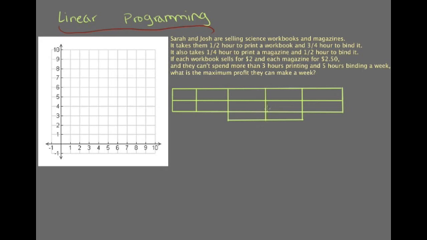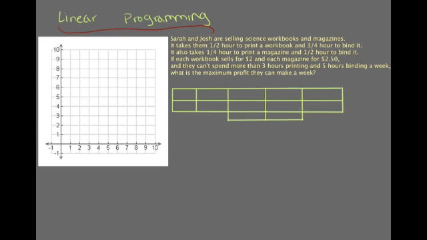So our problem says Sarah and Josh are selling science workbooks and magazines. It takes them 1/2 hour to print a workbook and 3/4 hour to bind it. It also takes 1/4 hour to print a magazine and 1/2 hour to bind it. If each workbook sells for $2 and each magazine for $2.50, and they can't spend more than 3 hours printing and 5 hours binding a week, what is the maximum profit they can make a week?